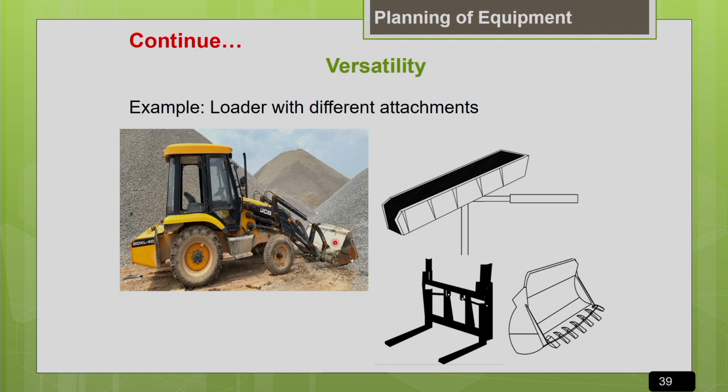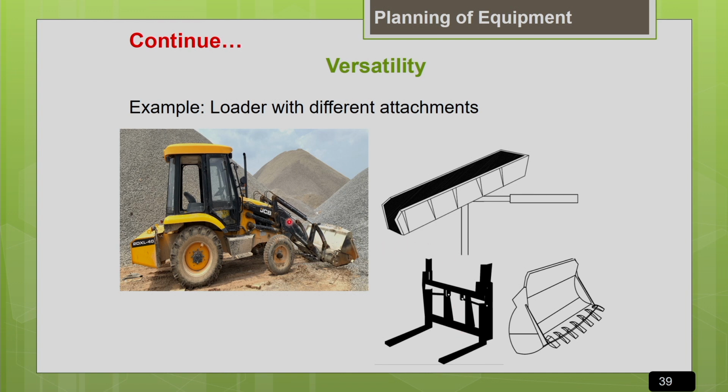Say for example, if I am going to use this loader in a quarry for handling the blasted rock pieces, then you can go for an attachment like a rock bucket, which has a V-shaped cutting edge. With this bucket I can handle the rock pieces. Similarly, if I am going to use this loader for handling precast elements as a lifting device, then I can go for this forklift attachment. So with this I can use it for lifting purposes.